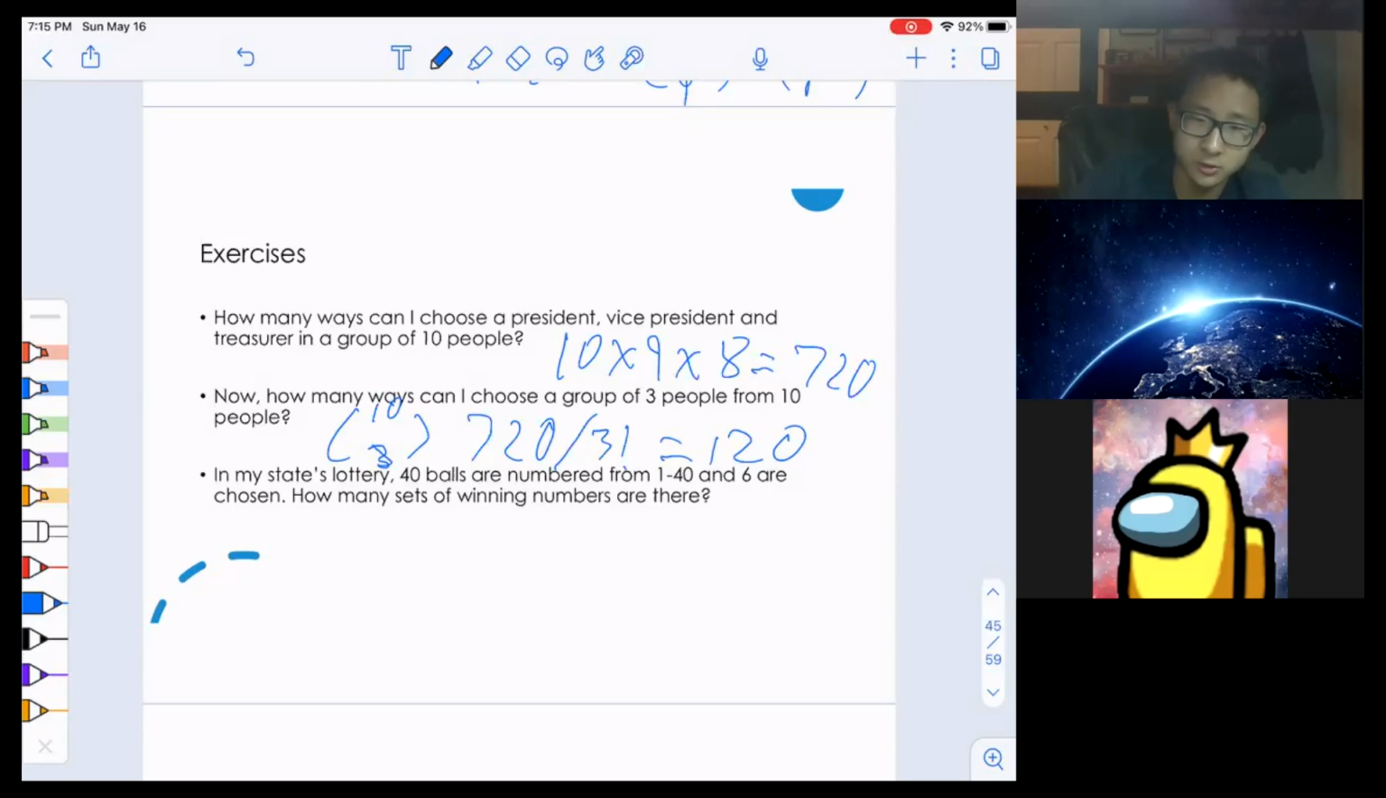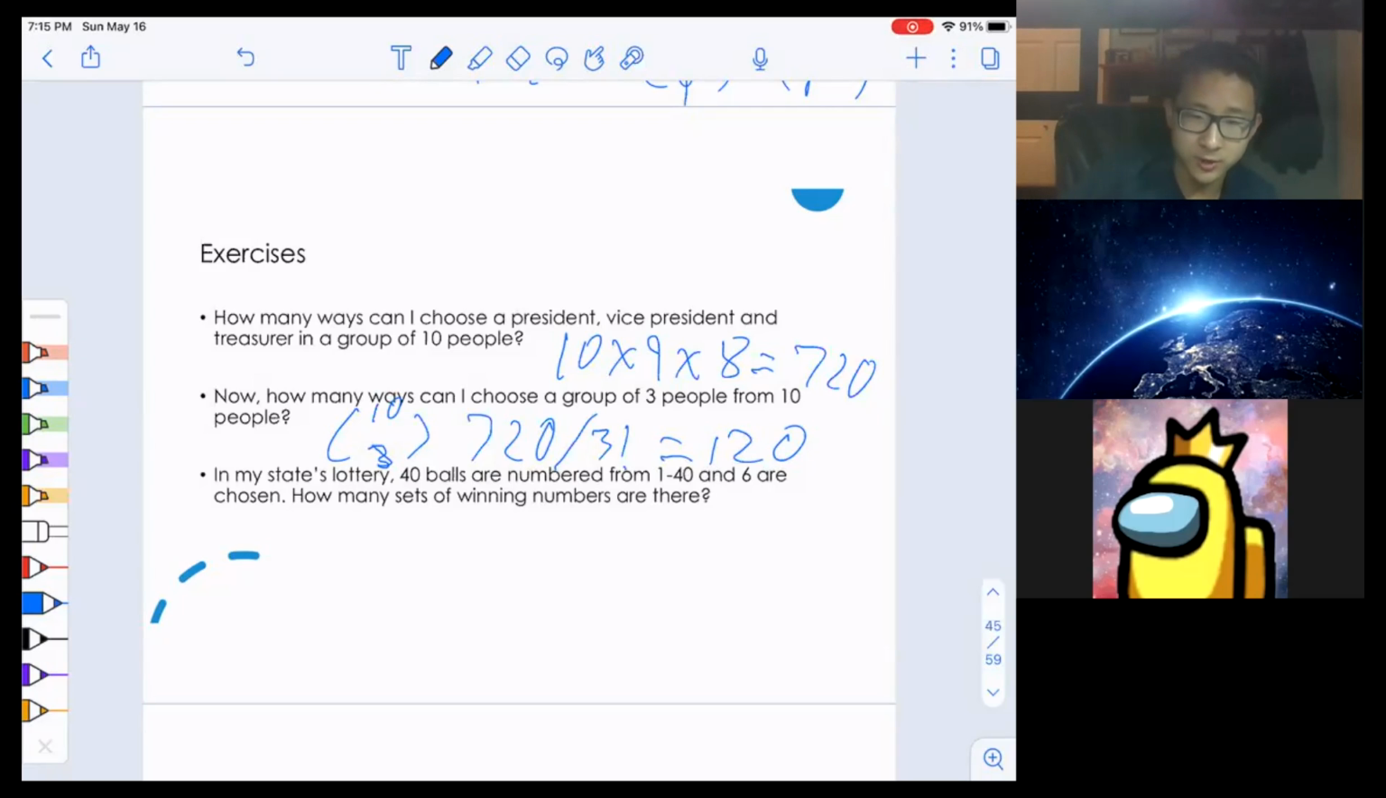So now let's do the third one. In my state's lottery, 40 balls are numbered from 1 to 40 and 6 of them are chosen. How many sets of winning numbers are there? This one is basically the same concept as picking a number of people from a group, but there are bigger numbers and it might take a bit longer to figure out.